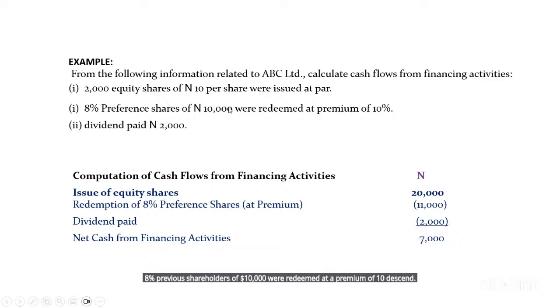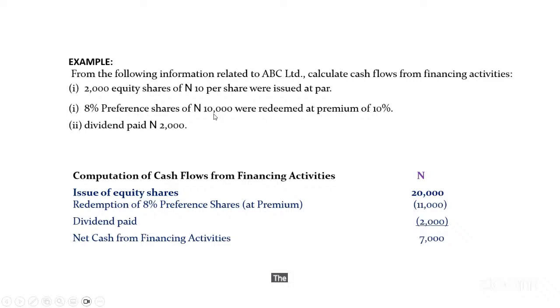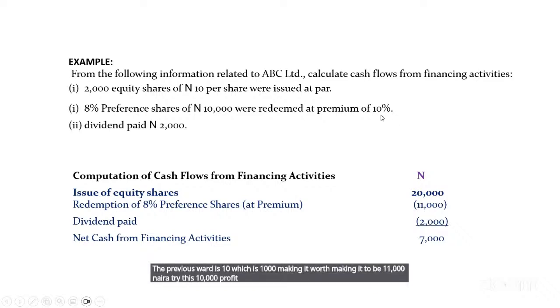So a premium of 10% is what? This share is 10,000, and each share has a profit of 10% of it. By the time you multiply 10% of 10,000, it gives us 1,000 naira. So they're going to pay for the premium as well as the face value of the shares. The face value is 10,000. The premium is 10%, which is 1,000, making it 11,000 naira. That is 1,000 profit plus 10,000 value of the shares.